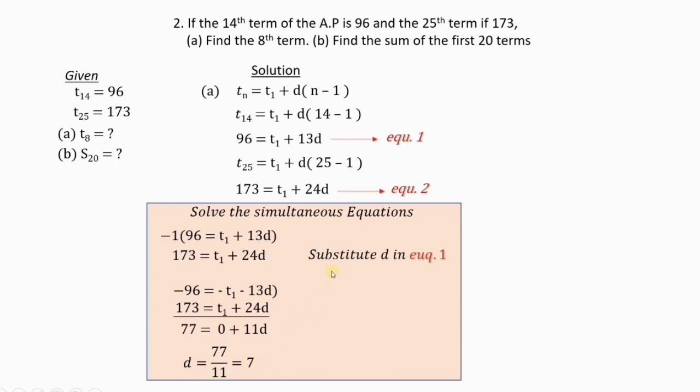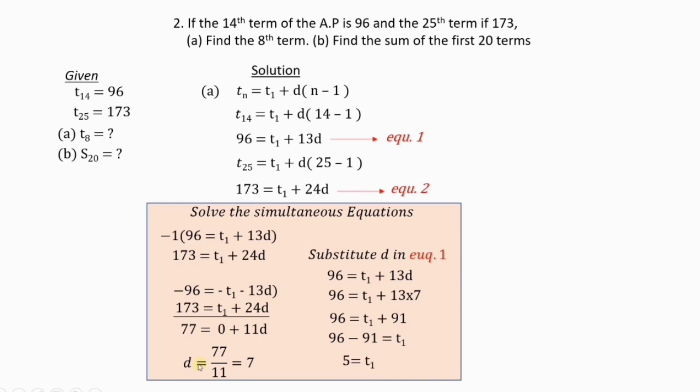Now we substitute this D in equation 1 so as to determine T1. So 96 equals T1 plus 13D. Substituting D, we have 13 times D, which is 7. Our equation becomes 96 equals T1 plus 91. You transpose this, it becomes minus 91, and T1 now becomes 5.